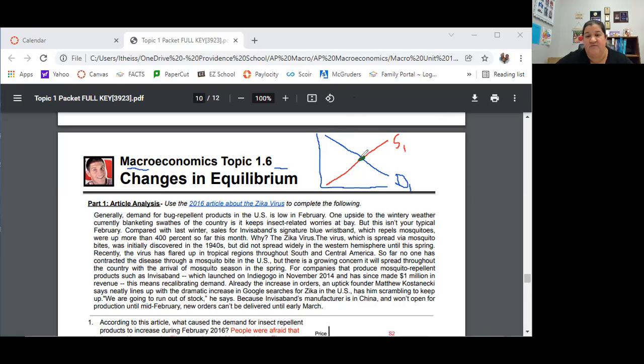So where's my equilibrium point on this graph? The first thing we do before we talk about any sort of shifts is just identify your equilibrium point. So this is my price, P1, and my quantity, Q1. So there they are. Now what's going to happen? Zika comes, what happens to my demand? It's going to shift. And so it increases, it shifts this direction. So let's label this new demand curve D2.